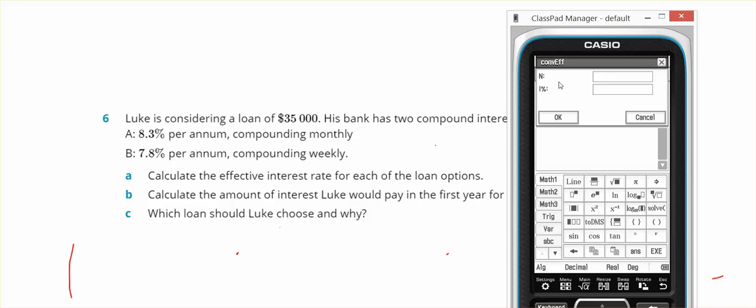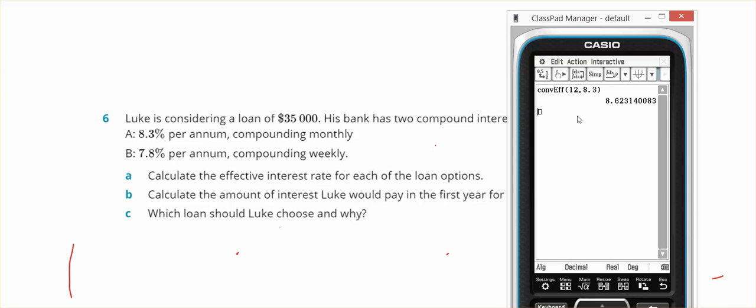So for loan A, or option A, monthly means there's 12 compounding periods per year because it's 12 months per year, and the interest rate is 8.3%. So the effective interest rate is actually 8.62%.